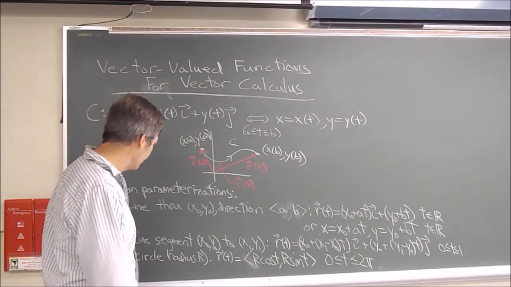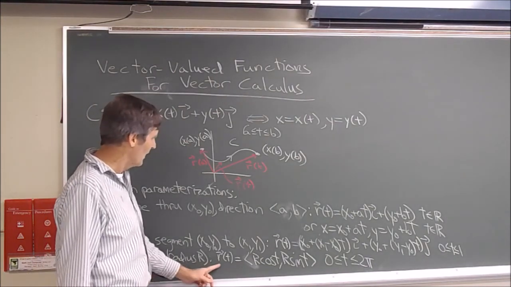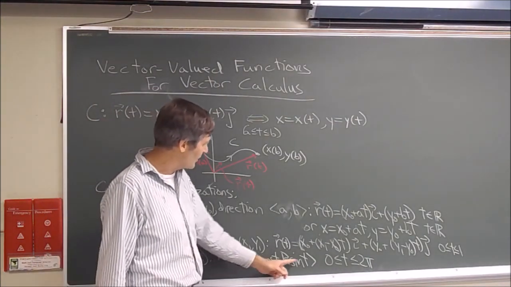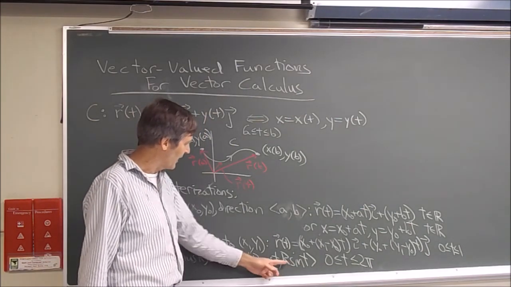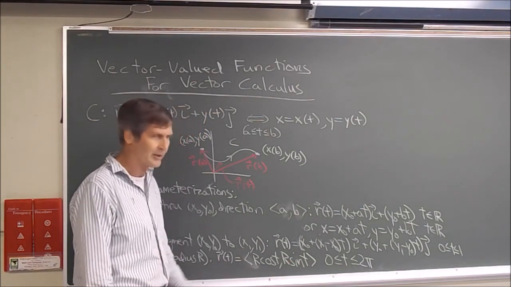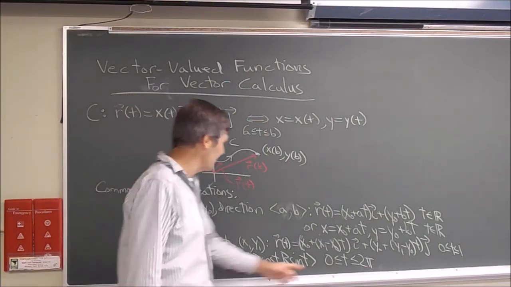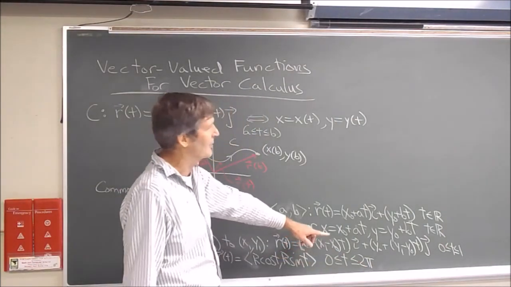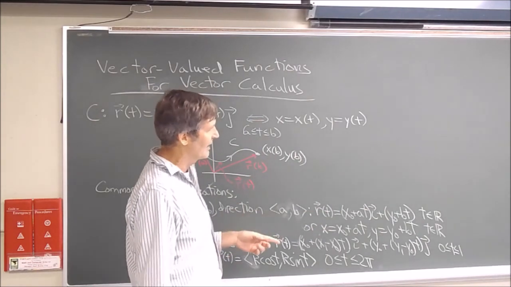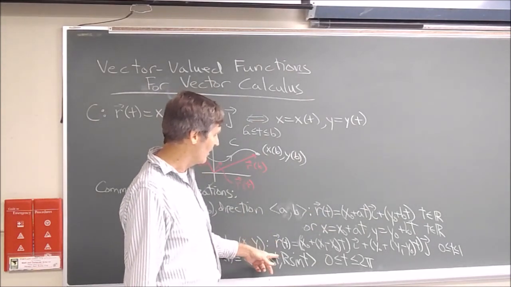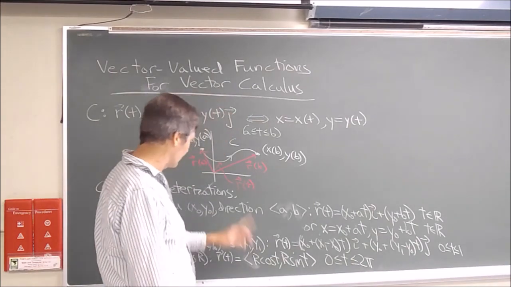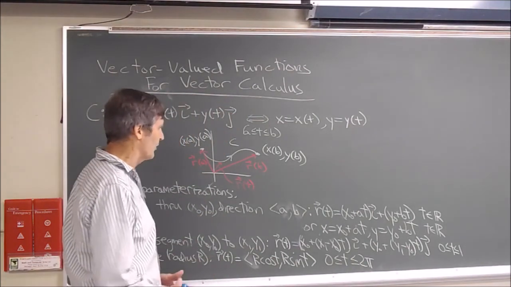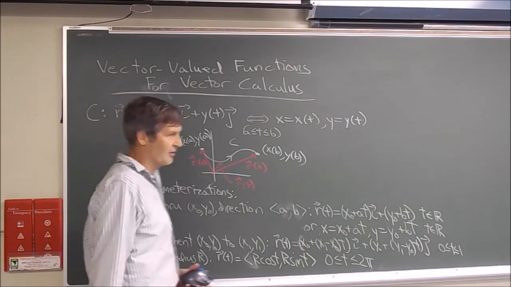Another common one was a circle. If you took r cosine t, r sine t, this swept out a circle of radius r. Here I use the other notation instead of the ij notation, just to show you we use both. And if you let t go from 0 to 2 pi, right, trigonometry told you that t was the central angle from the unit circle, and then multiply that unit circle by r to get a circle of radius r. So here's a nice way to parameterize a circle.